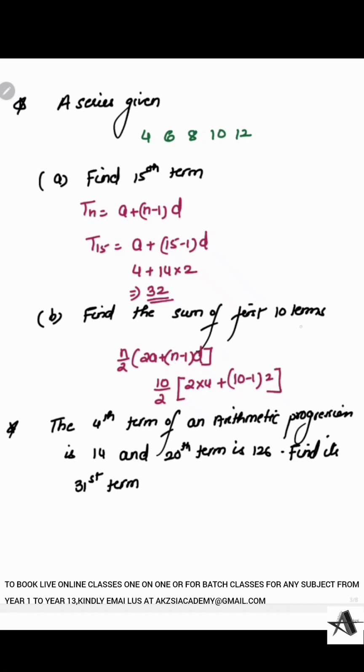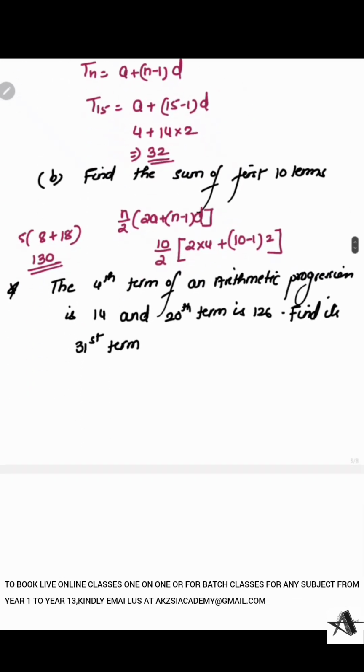So this will be, solving it here, 5 times (8 plus 9 times 2, which is 18). 18 plus 8 will give you 26, and 26 times 5 is 130. So the sum of the first 10 terms is 130. Now moving on to the next question.